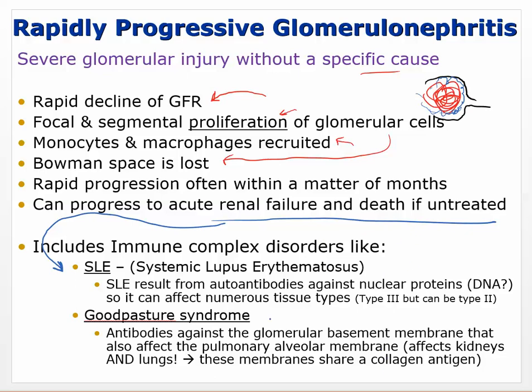Goodpasture syndrome, yes, is a type 2 immune-mediated, my immune system's going to attack my glomerulus disease. But because of what it's attacking, and it's also in the lungs, it's also going to affect the lungs. So Goodpasture syndrome affects the kidneys and it affects the lungs. Okay, in the kidneys, it leads to this rapidly progressive glomerulonephritis.